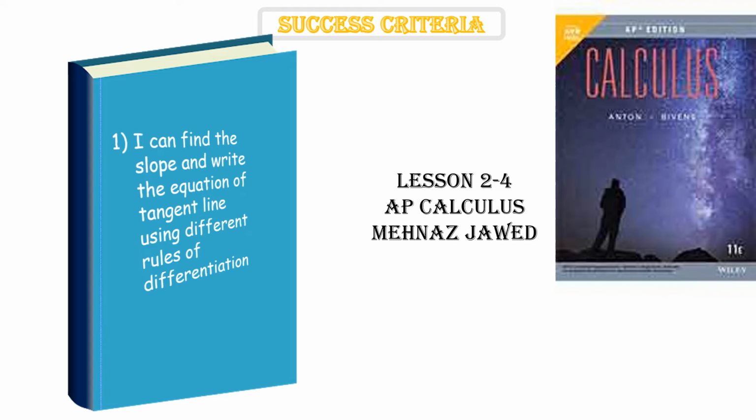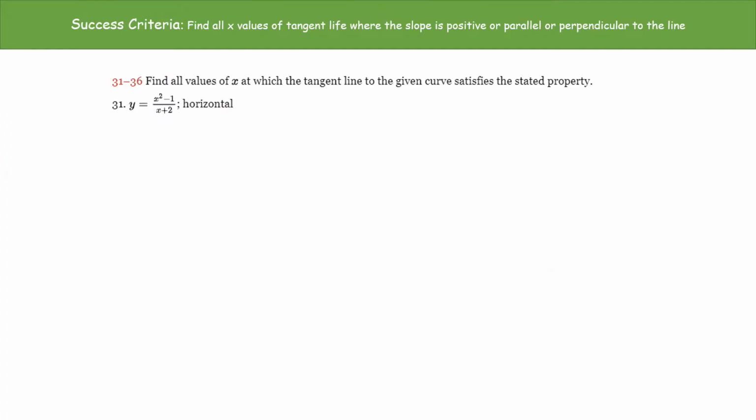In this video, we are going to solve a few more questions about the slope and writing the equation of the tangent line. So we will see how to find all the x values at which the tangent line of the given curve satisfies the stated property. Here the question is: find all the x values so that the slope of the tangent line is horizontal.